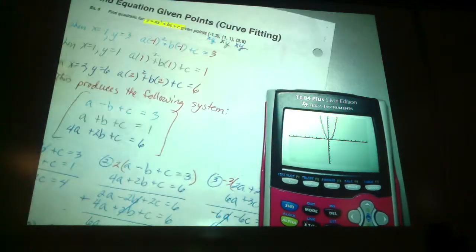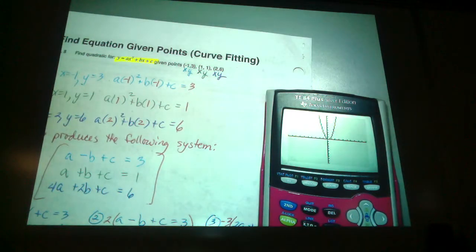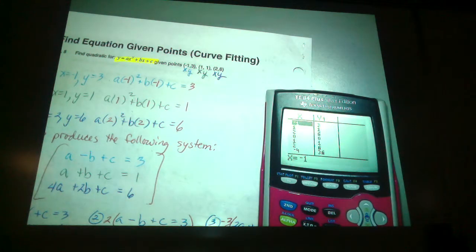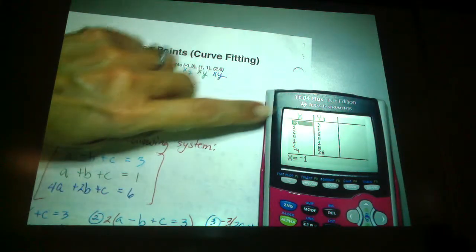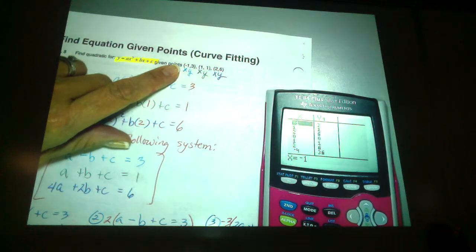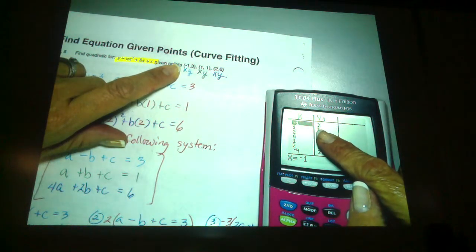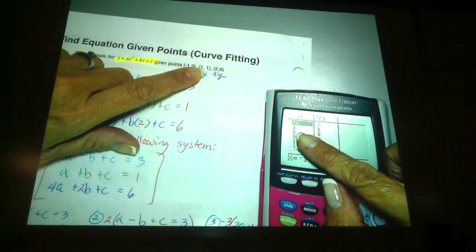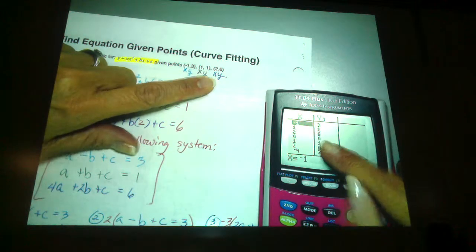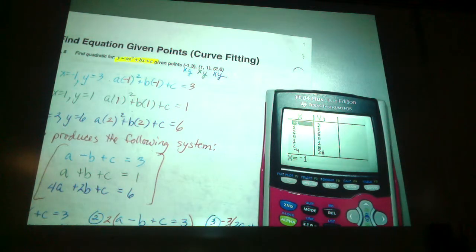Go through my calculator, where do I look for that? Yep, so go to your table, right? So plug in those values. There's negative 1, right? So here's my negative 1 for the first point. And lo and behold, the y does indeed equal 3. And then I put in 1 for the second point, and my y does equal 1. And I put in 2 for the third point, and y equals 6. Yippee, skippy, yippee, chippy. Yay, we're done, right? So it does work.